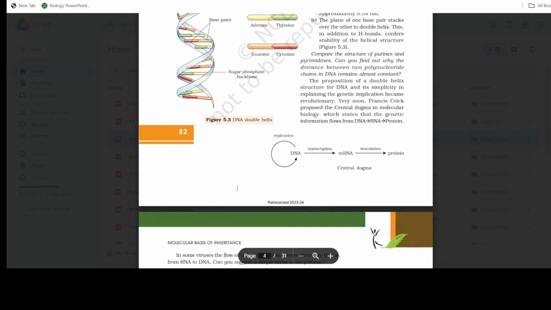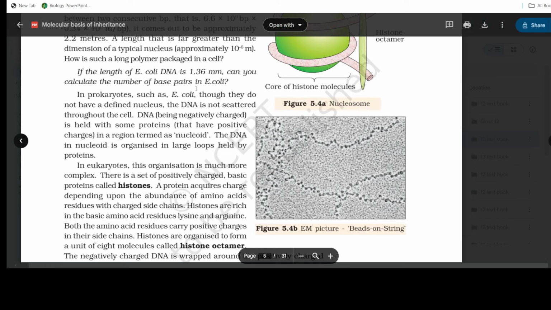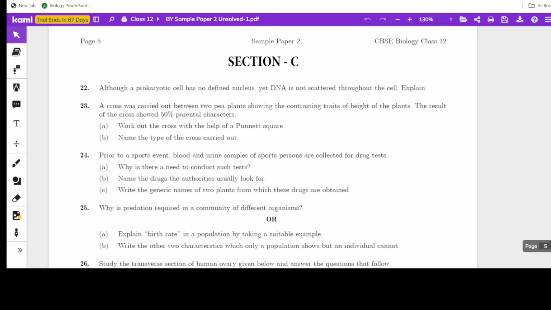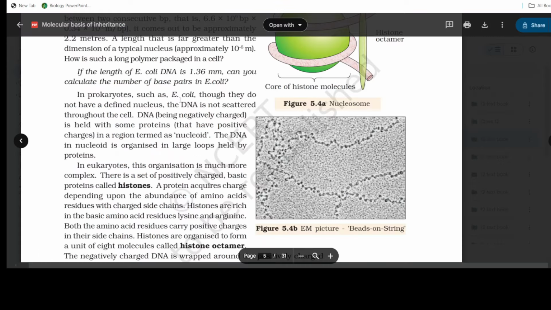It comes here. In prokaryotes such as E. coli, though they do not have a defined nucleus, the DNA is not scattered. See, read the question once again. The same. Although a prokaryotic cell has no defined nucleus, its DNA is not scattered throughout the cell. Explain. They are not scattered.